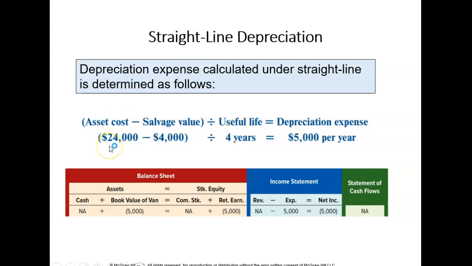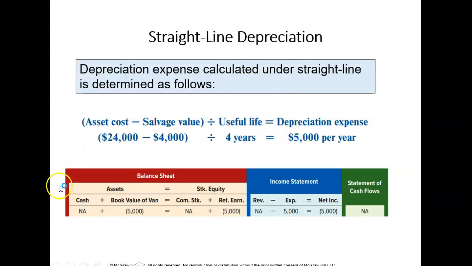This asset costs us $24,000. It has a salvage value of $4,000, meaning at the end of 4 years, we estimate the van can be sold for an amount of $4,000. We plan to use the van for 4 years in order to earn revenue. Therefore, we're going to expense or depreciate $5,000 of the asset's cost per year.